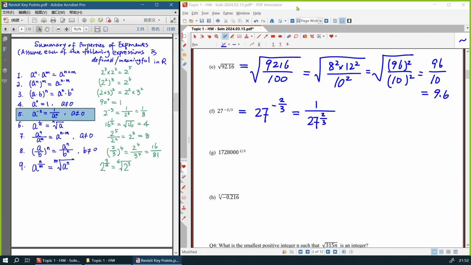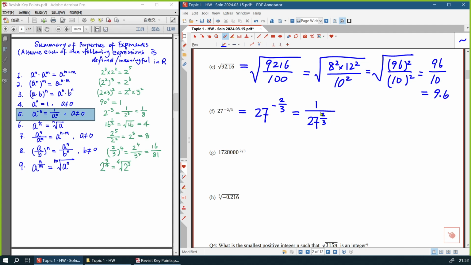And then let's find what 27 to the power of 2 thirds is. So that equals 1 over, 27 is actually 3 to the power of 3, right? Then to the power of 2 thirds. So that equals 1 over 3 to the power of 3 times 2 thirds. Then we can cancel a 3 here. That gives you 1 over 3 to the power of 2, which is 1 over 9, right?